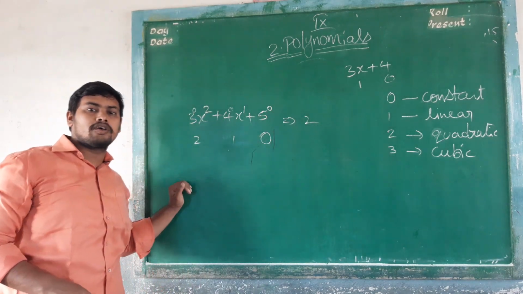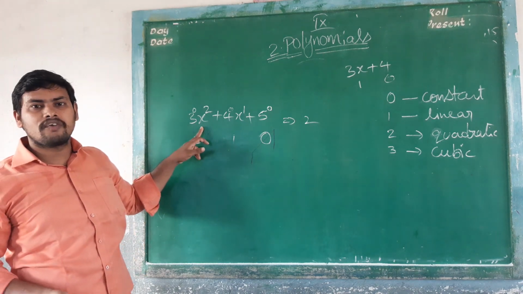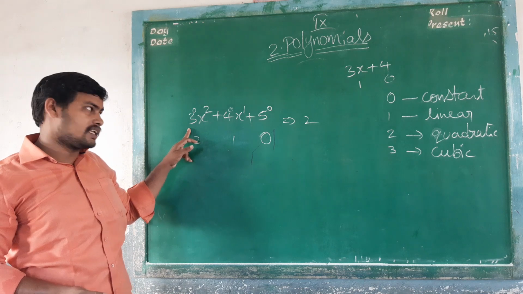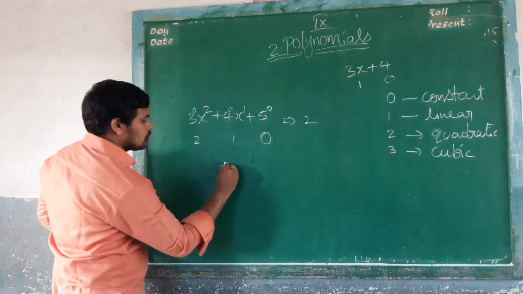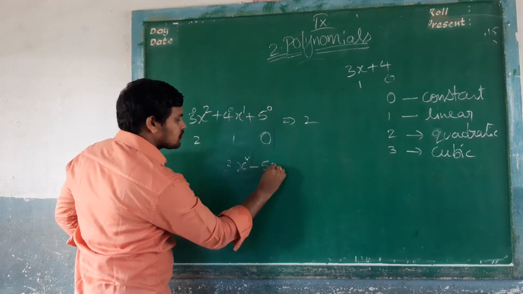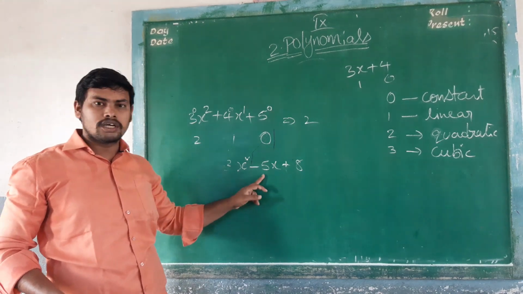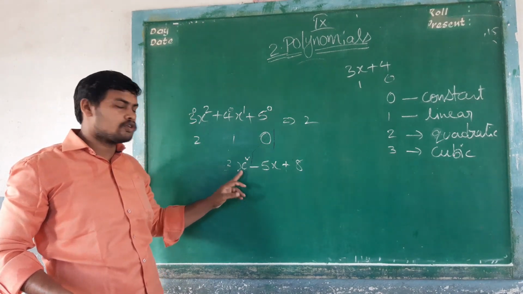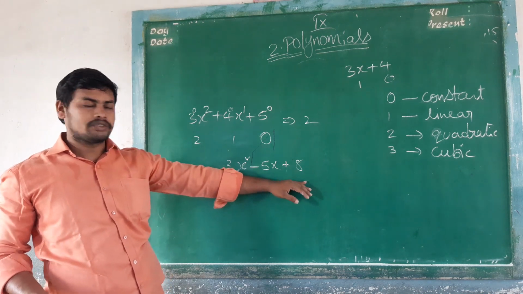You already know about the coefficient. Coefficient means, what is the coefficient of x square here? The coefficient of x square is 3. The coefficient of x is 4. Suppose minus 3x square minus 5x plus 8. What is the coefficient of x here? The coefficient of x is minus 5. The coefficient of x square is minus 3. Here there is no coefficient.